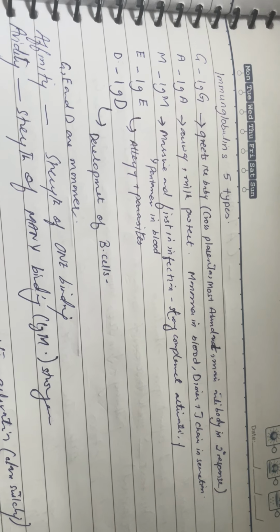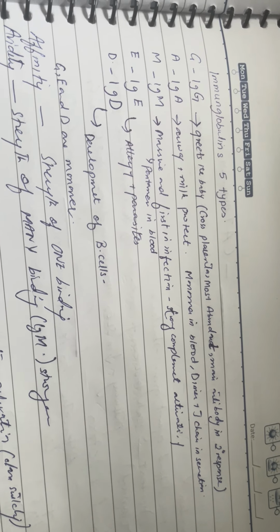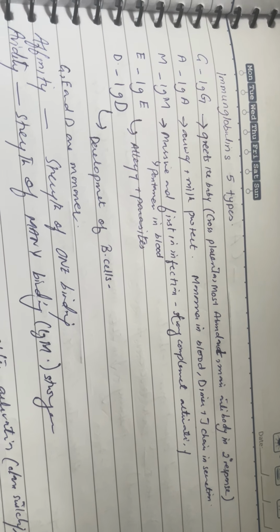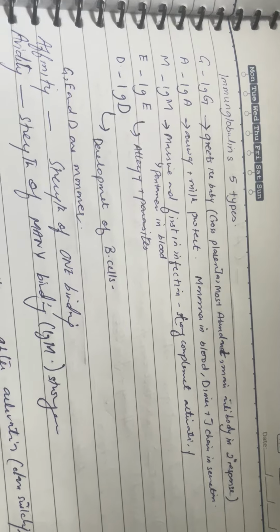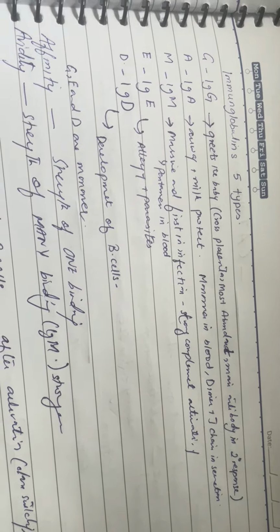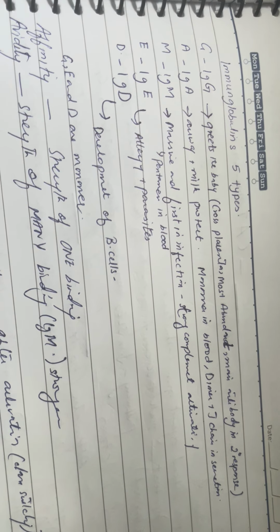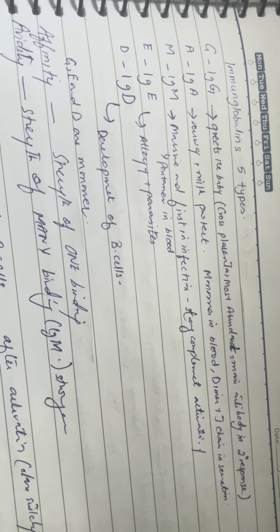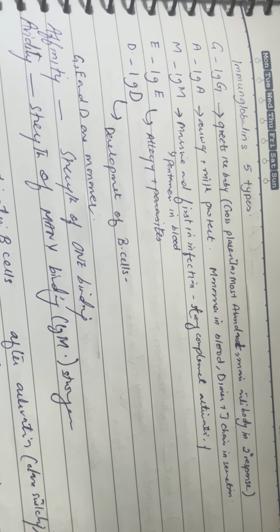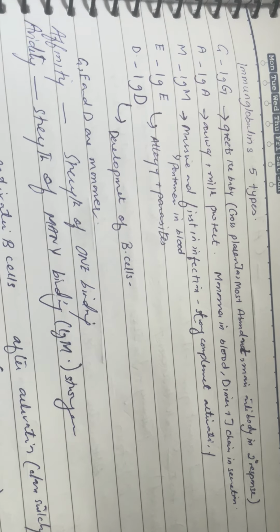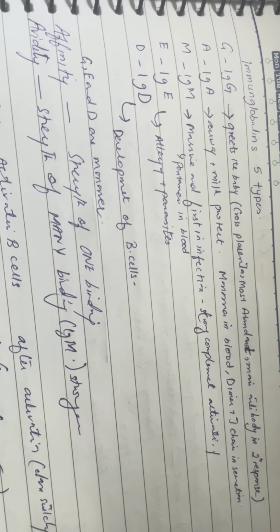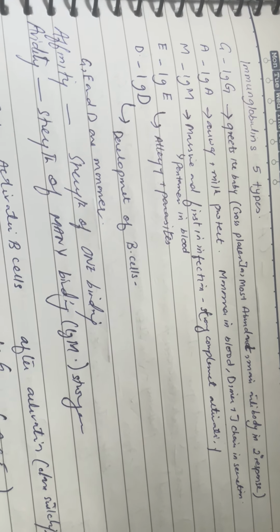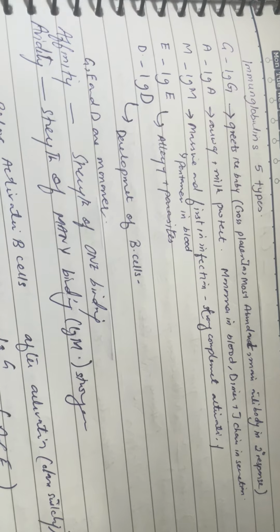A is the one that is present in the secretions, in the milk, in the airway. It is present in the form of a monomer in the blood but as a dimer with a J chain in the secretions. M is massive, a pentamer in the blood, and first in infection. Being a pentamer, it gives strong complement activation. E is for allergy and for parasites. D is for the development of B cells. So G, E, and D are monomers. M is a pentamer, and A, when present in the blood, is a monomer, but when present in the secretion, it is a dimer.